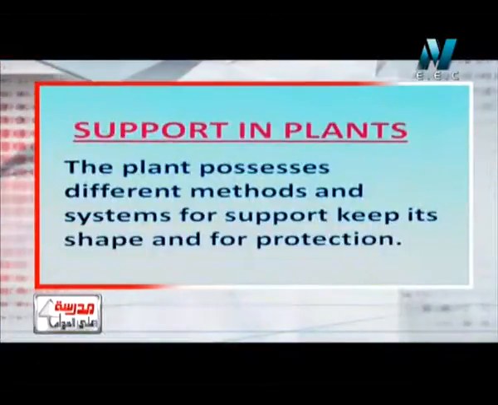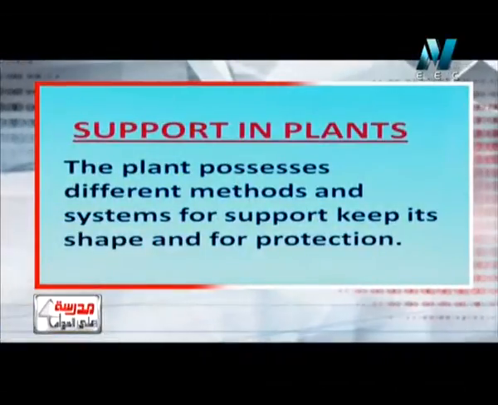At the first, we will study number 1, the physiological support, which is related to the water. Here, the plant possesses different methods and systems for support, to keep its shape and for protection. Why does the plant need support? For protection and for support. We have two kinds of support, physiological support and structural support.